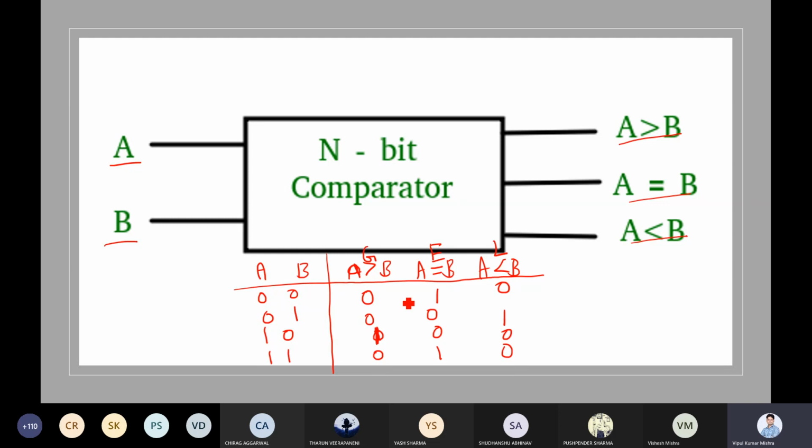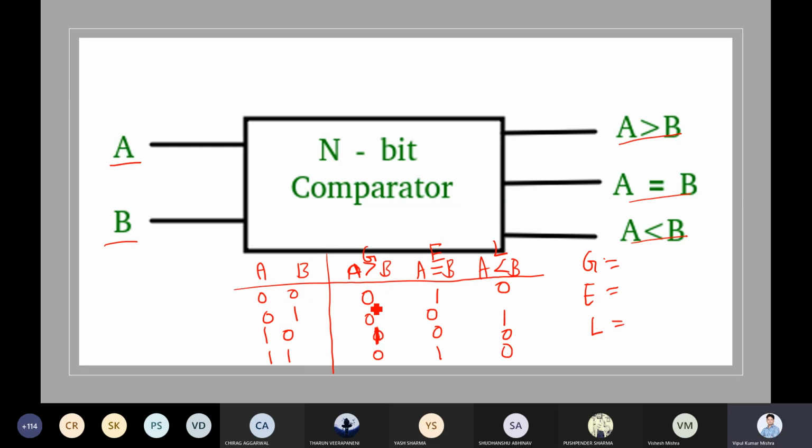Now for this, I have to make a circuit diagram. Your G will be one output, your E will be one output, and your L will be one output. These three outputs we have. G means A is greater than B, E means A equal to B, and L means A is less than B.